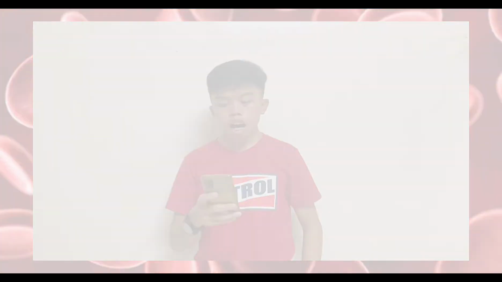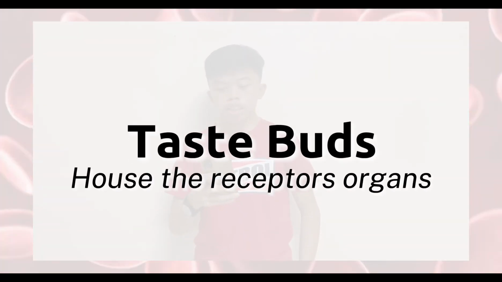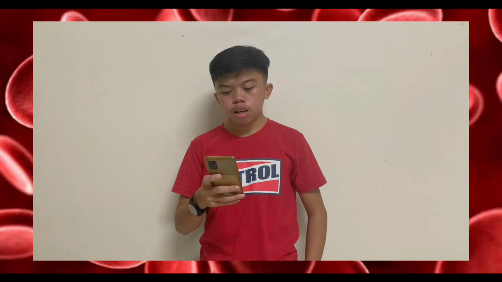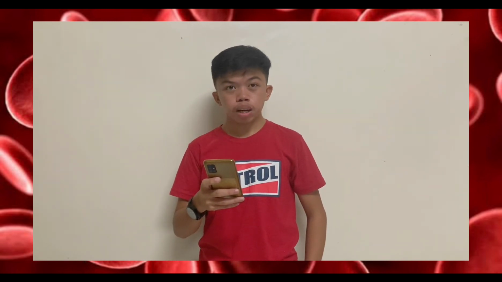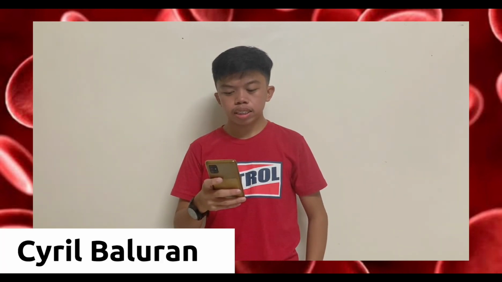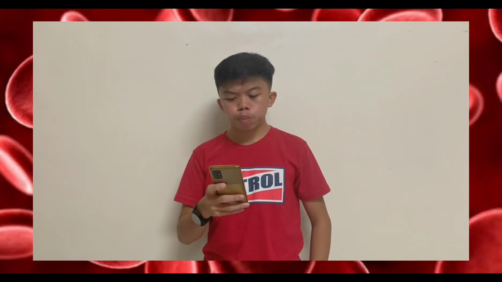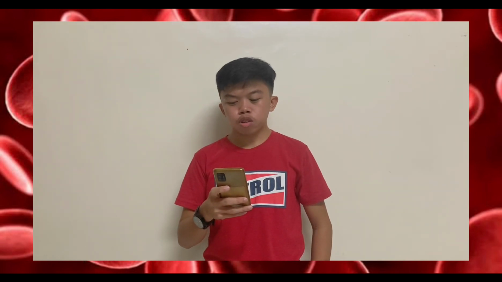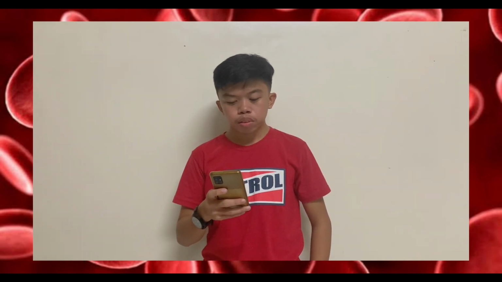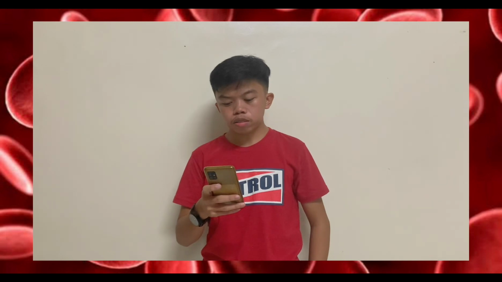Taste buds, the receptor organs. Here are the locations of taste buds. Most are in the tongue, soft palate, superior part of the pharynx, and cheeks. Taste buds are covered with projections called papillae, and one example is the fungiform papillae. Gustatory cells are the taste receptors possessed by gustatory hairs. Hairs are stimulated by chemicals dissolved in saliva.